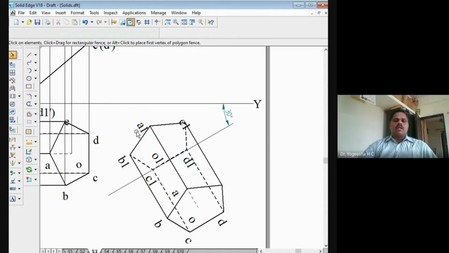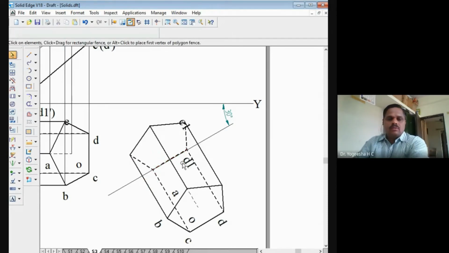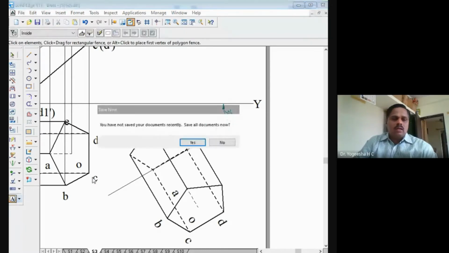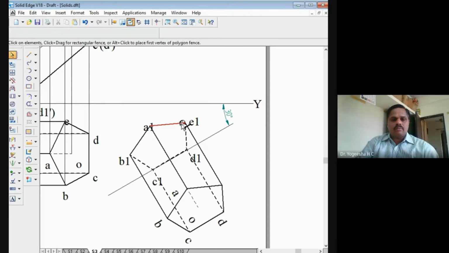So these A1, B1, C1, etc. you can delete and mark once again, because they are in the rotated position. You can select and delete them like this. I'll mark here. So this one is A1, this is B1, this point is C1, this point is D1, and this point is E1. This E1, I have to delete it. Here also same thing. So I'll delete all these things and draw it once again.